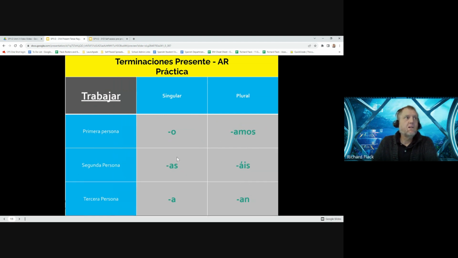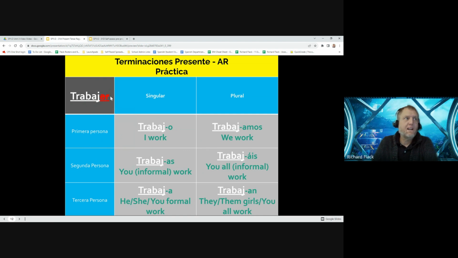Let's take another look. So again, our endings: o, as, a, amos, ais, an. I've got the verb trabajar. So what am I going to do? My first step, I'm going to cut off that AR. That's going to give me my stem or my root, which is T-R-A-B-A-J, trabaj. So I'm going to plug my stem in here, and then I'm going to add my endings: o, as, a, amos, ais, an.